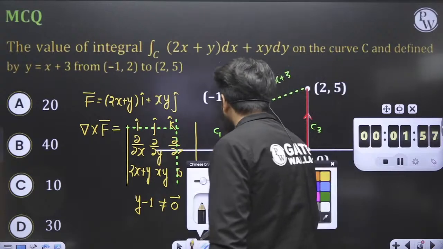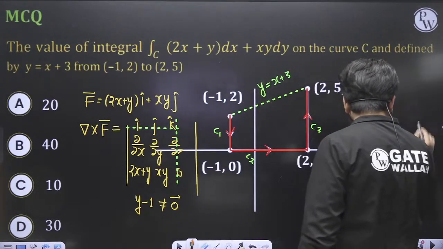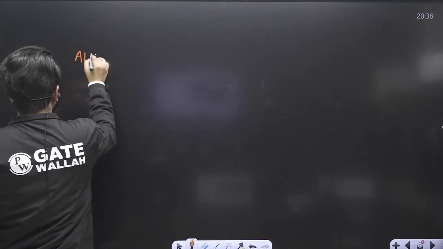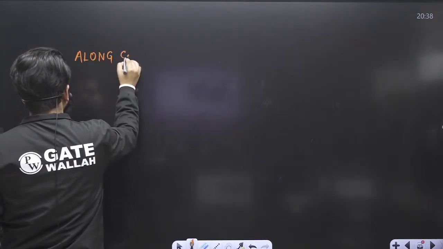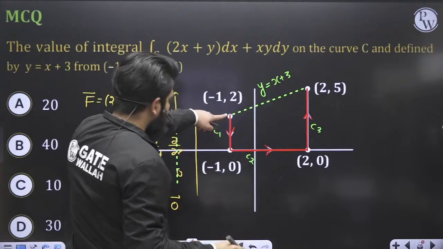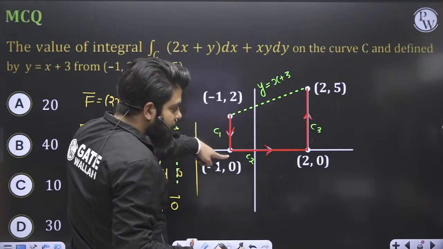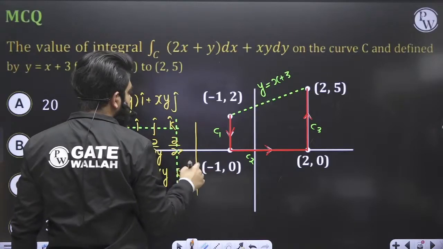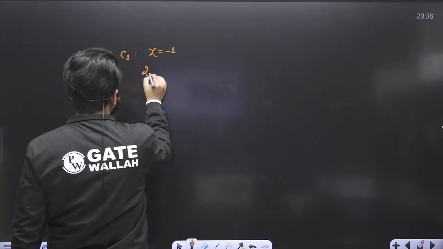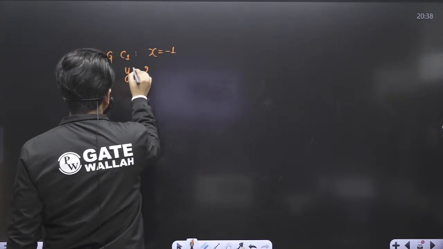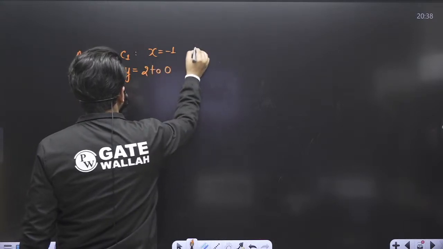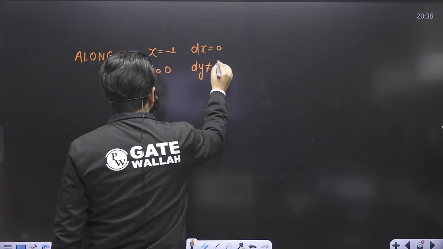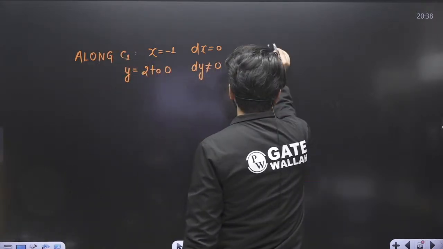So let us solve this open line integral again in three different parts. First of all, along C1. Along C1, you know that your x will always be equal to minus 1, and y is changing from 2 to 0. So dx will become 0, dy remains non-zero. So very simple integration you have to calculate.